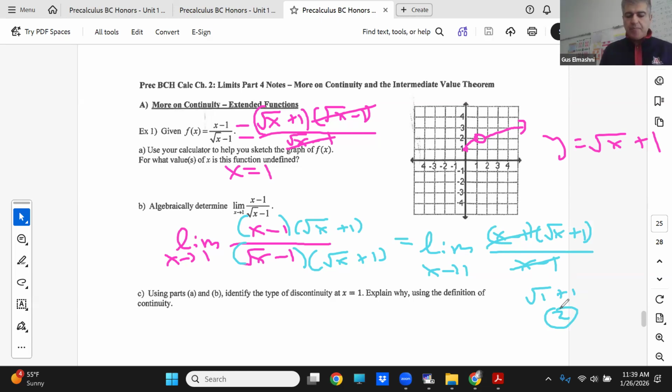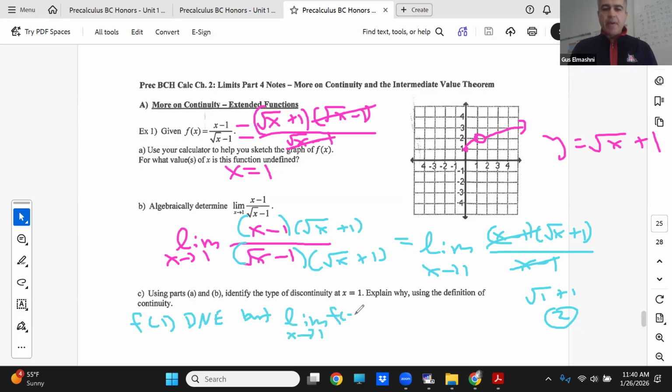And we've done this already on the quiz, right? Something like this. Now, this part's new. No, it's not new. Identify the type of discontinuity at X equals 1. Well, f of 1 does not exist, but the limit as x approaches 1 of f of x exists.